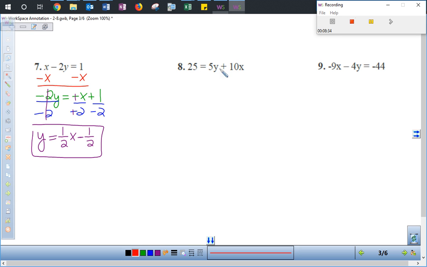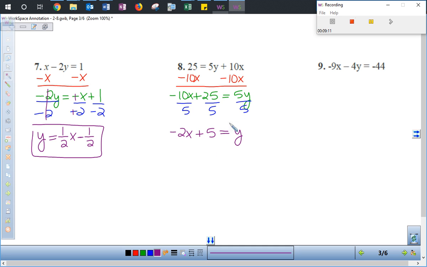Number 8, ooh, they switched some things around, but that's okay. Now our variables are on this side, so I want to subtract 10x from each side. And I still want that x term to come first, so I still want to write it as negative 10x plus 25 equals 5y. And then I want to divide each term by 5. So negative 10 divided by 5 is negative 2x. 25 divided by 5 is positive 5. And 5 divided by 5 leaves me with y.